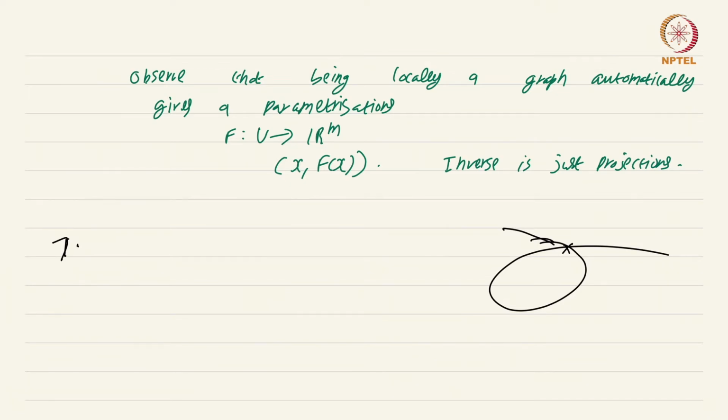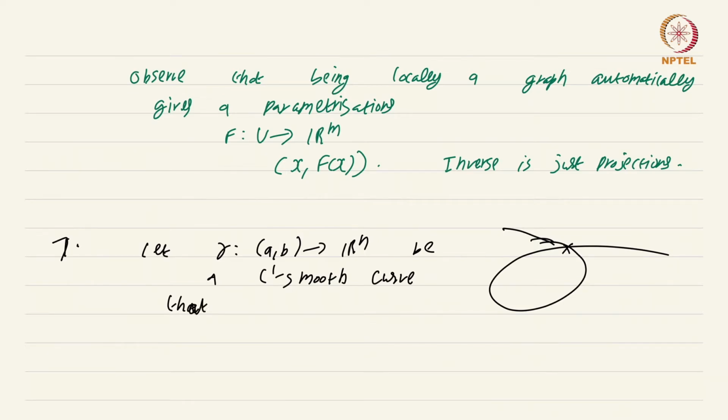Okay, so let gamma from an open interval (a, b) to R^n be a C1 smooth curve that satisfies, well, I'm just going to tag on all the conditions I need to make this a manifold. So the first condition is gamma is injective, so that things like intersections and crossings do not happen and break local Euclideanness.